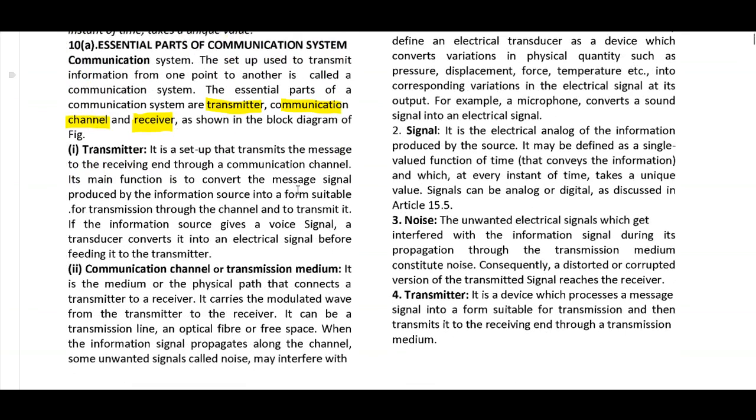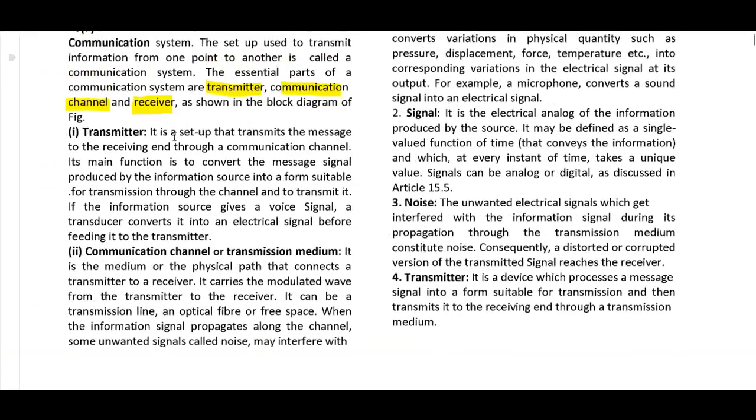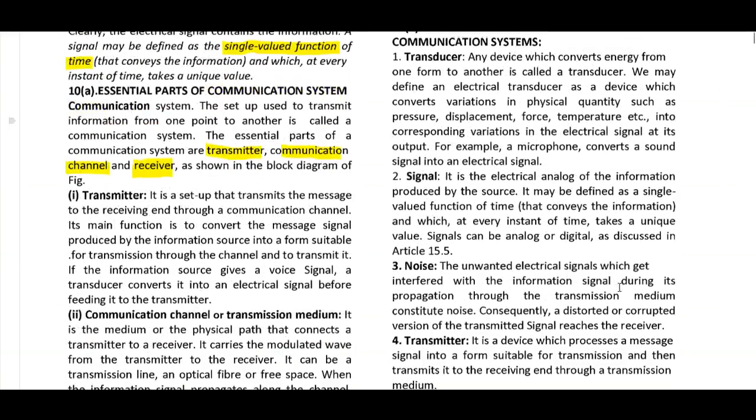Now, what is a transmitter? A transmitter is a setup which transmits the signal. First, what it does is transmit the signal or the message to the receiving end. And the intermediary between the receiver and the transmitter is the communication channel.